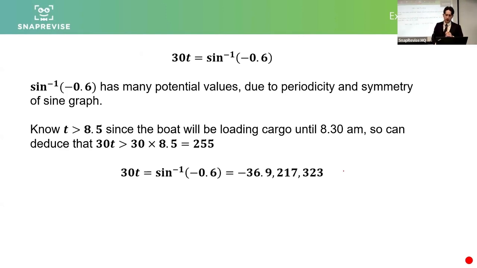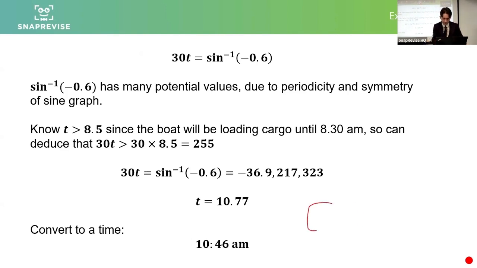And so what we know is the values that will work. The only acceptable one, when we divide by 30 and so on, would be 10.77. Now remember, that's 10.77 hours. That's not that handy. So we want to convert that to a time using base 60. If you've got the ClassWiz or the older calculators, you'd write 10.77, and then you could use this button, which will turn it into 10.46 as a time.